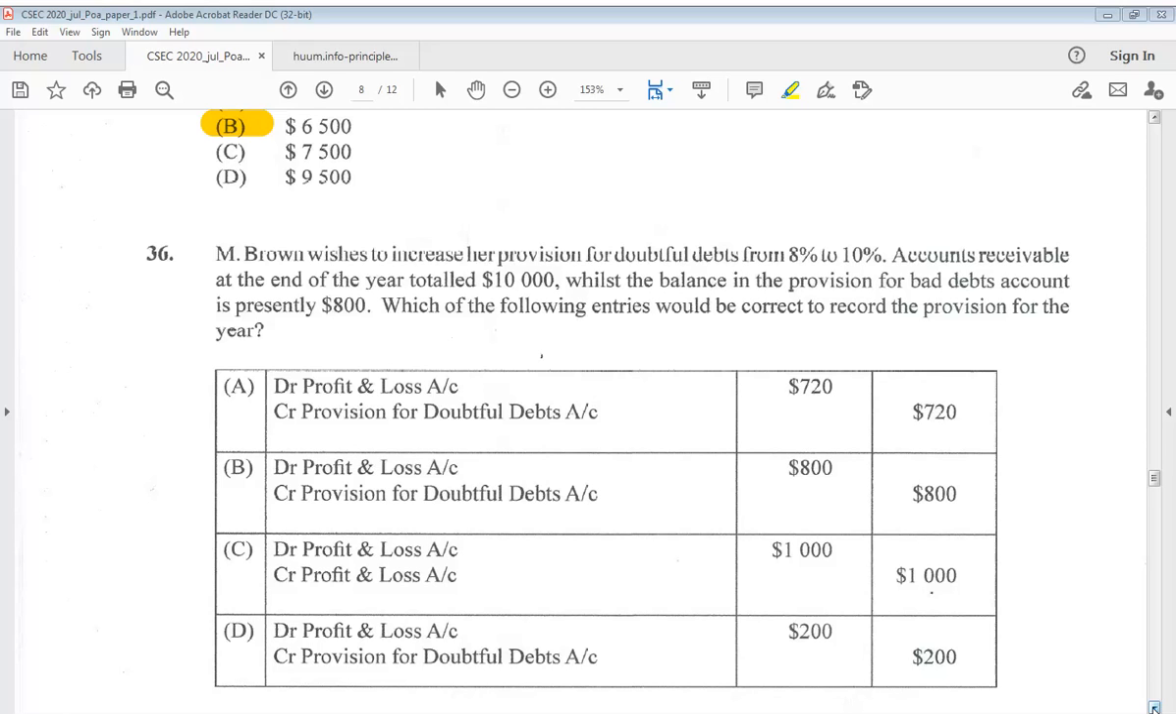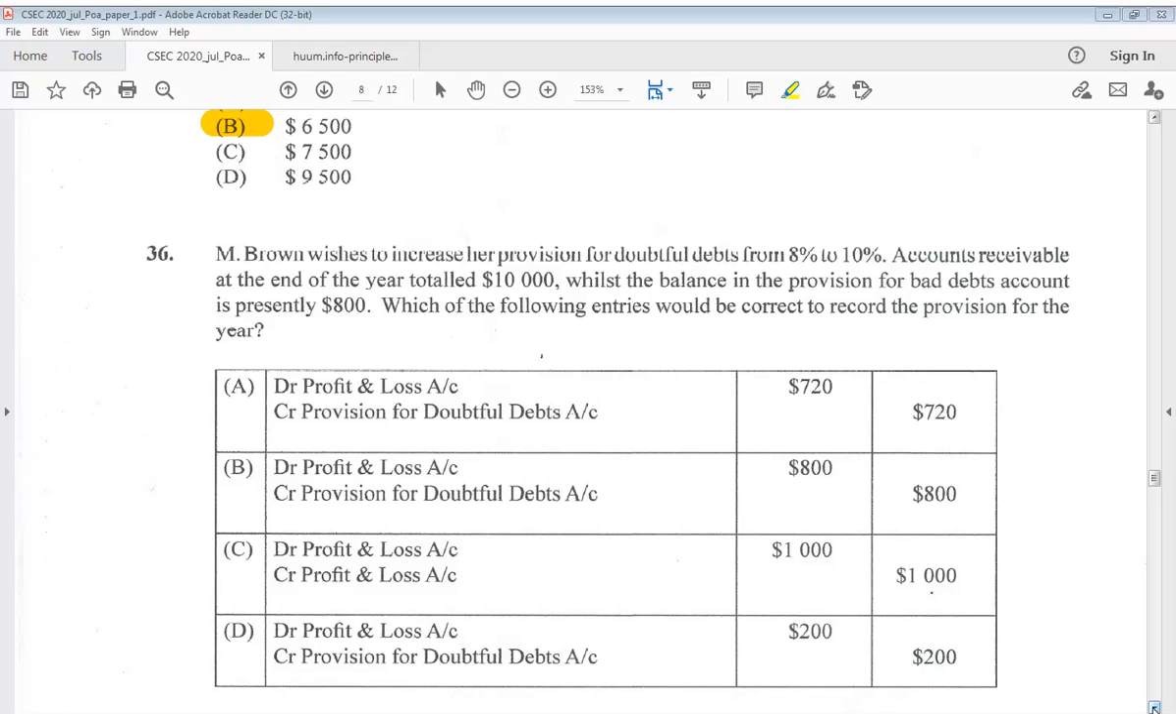So first, it tells us that there was a provision for doubtful debts, 8% and 10%. So what we simply do, we find 8% of $10,000 and we will get $800. Then we find 10% of $10,000, we get $1,000. And we simply subtract the $800 from the $1,000, we're left with $200.